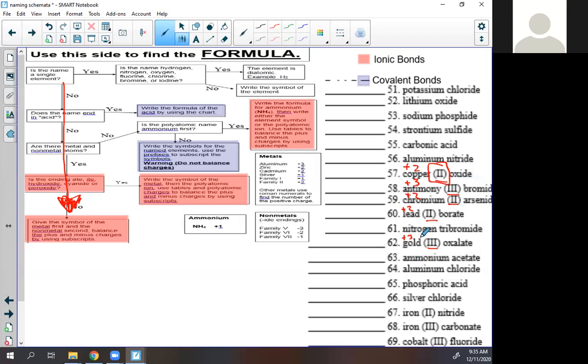Okay, so here we go. 57 copper 2 oxide. So we have Cu and O. The Roman numeral tells me copper is a +2. Oxygen is on my periodic table. Tell your partner what its charge is. -2. Do I put anything down here? Nope, I call that good.